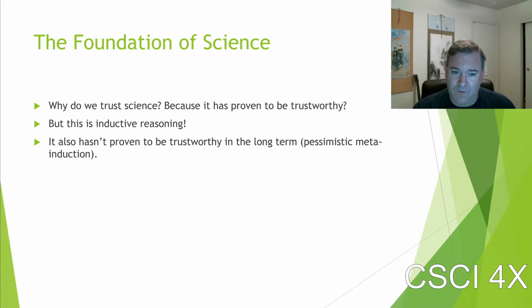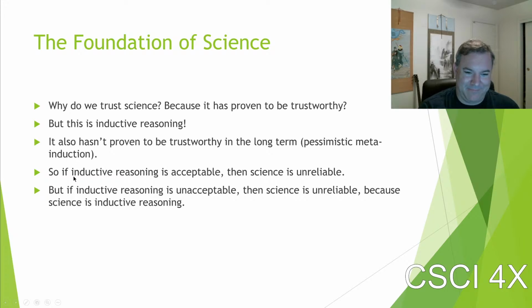Okay. So, therefore, by the reasoning that justifies science, inductive reasoning, science is proven to be untrustworthy. Therefore, we should not believe science. So this is an argument called pessimistic meta-induction. If you accept the reasoning that supports science, you can't support science. And if you don't support the reasoning that supports science, you can't support science. So therefore, we should not trust science. Right? If inductive reasoning is acceptable, science is unreliable. If inductive reasoning is unacceptable, then science is unreliable.